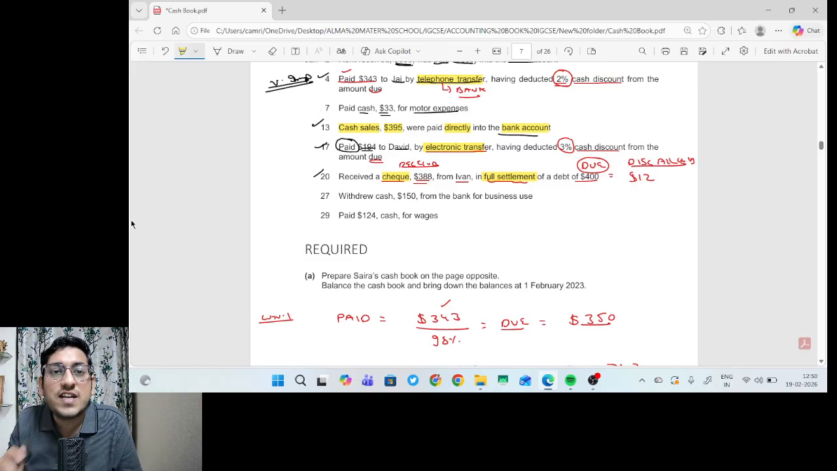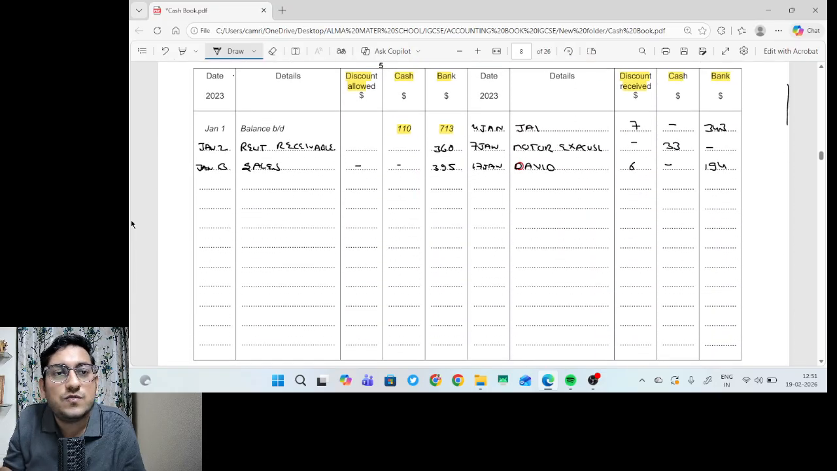So when we received the cheque, can I say the money is received in the bank account? So bank account debit by $388, discount will be debited by $12 from Ivan. So on 20th of January, we'll write January 20, and we'll write Ivan.